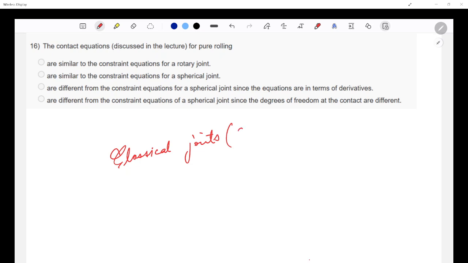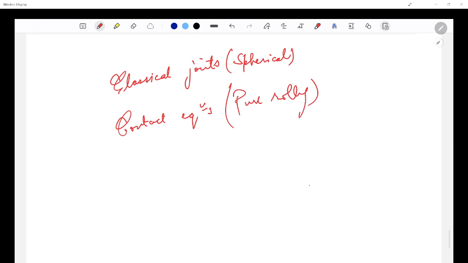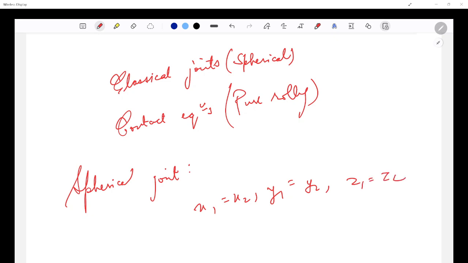Okay, like spherical joint is an example, and we are comparing contact equations, which is pure rolling. If we talk about spherical joint, which is a ball joint, in this case we have constraints where x1 is equal to x2, y1 is equal to y2, and z1 is equal to z2. So these are position constraints.